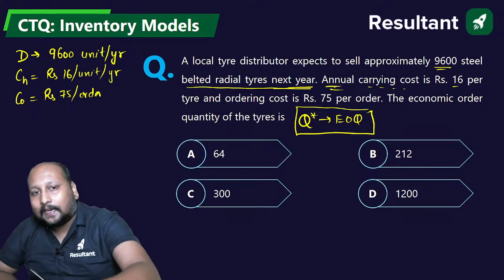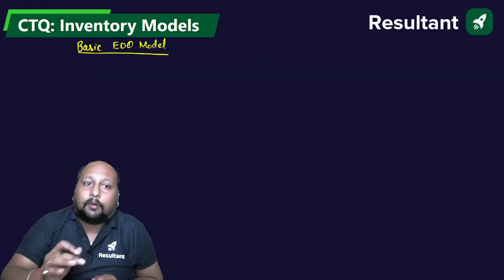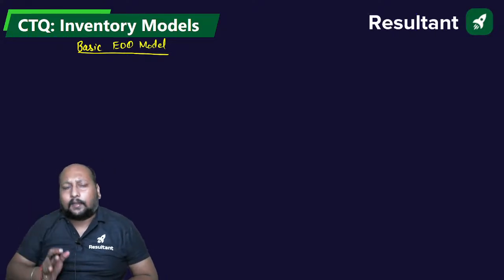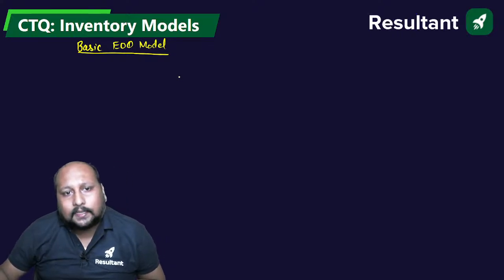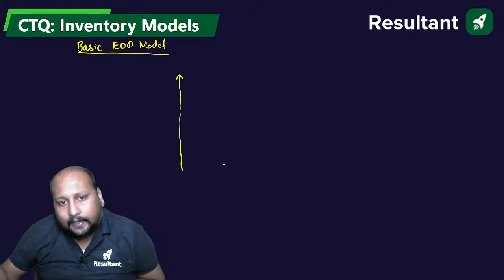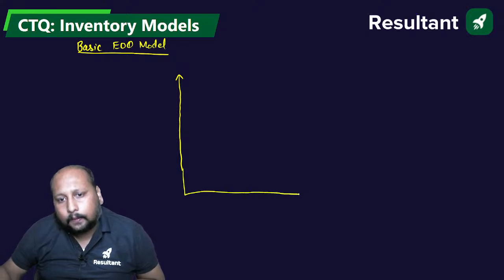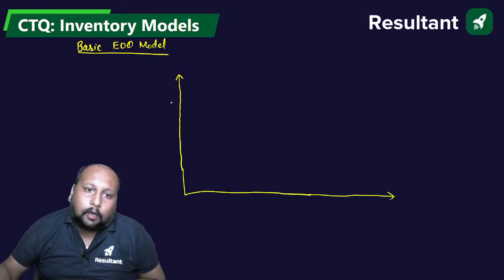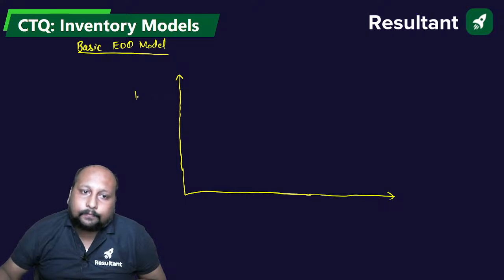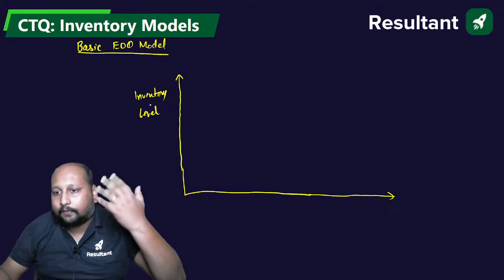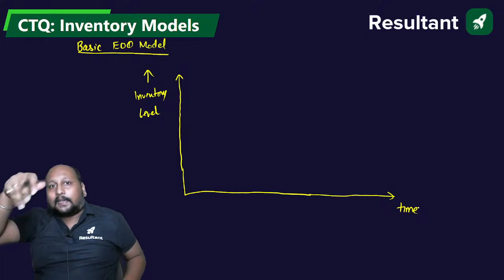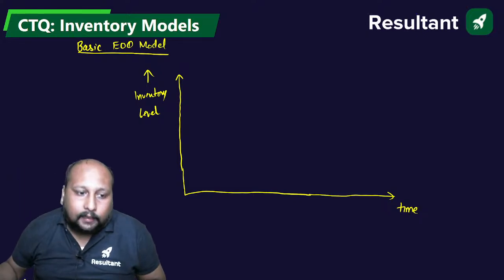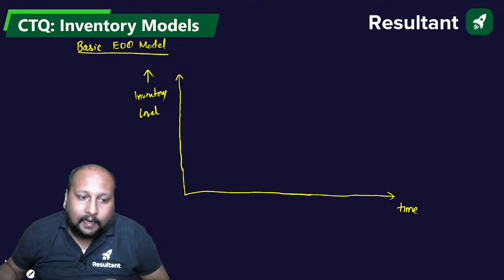Now, to understand this, let us draw one diagram so that you will be able to understand this in a very logical way. We know that the demand rate is constant because this is a deterministic model. So, let us plot a curve. On the y-axis we have inventory level, that means how much inventory I need to keep, and on the x-axis we take time, because with time I have to see. Now we know that the demand rate is constant, right?